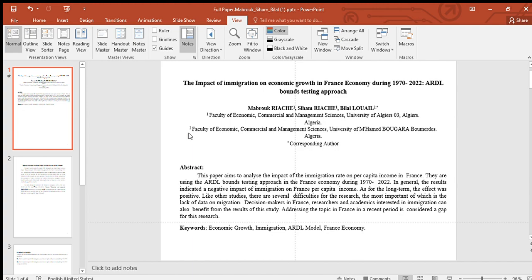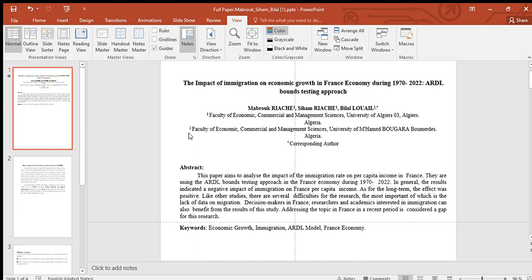This paper details the impact of immigration on economic growth in the French economy between 1970 and 2022, using the ARDL bounds testing approach presented by Bilal LOUAIL and chaired by Mabrouk Riyash and Siham Riyash, Faculty of Economics, Commercial and Management Sciences, University of Algiers 3.